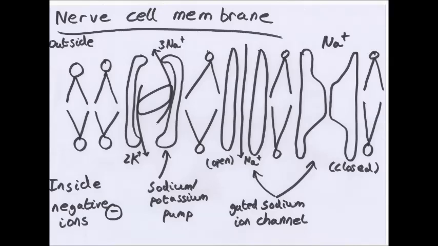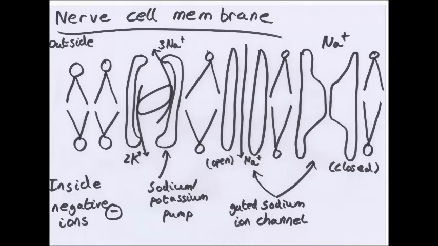Neurons have specialized channel proteins for sodium, Na+ ions, and potassium, K+ ions. Now these can open and close. Across a nerve cell membrane there will be a potential difference, a charge of about minus 60 millivolts, and this is called the resting potential, which we'll look at next.